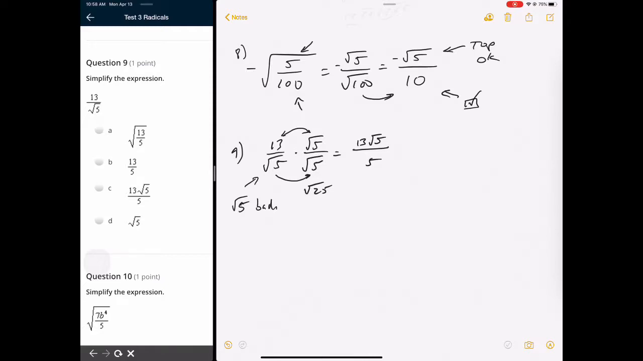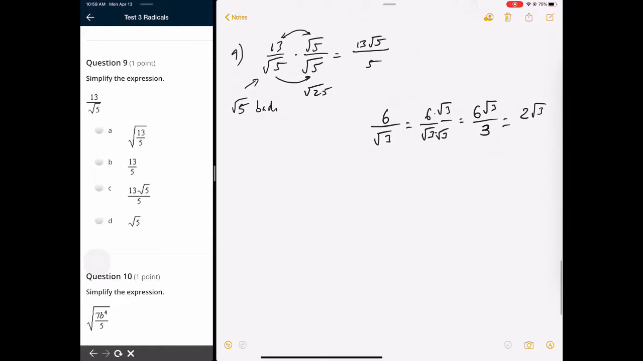Now this happens for any type of number. If I write, let's say, 6 over square root of 3, we're going to multiply by square root of 3 to the bottom and the top. That becomes 6 square root of 3 over 3. In this case, we could reduce by 3, so we're left with 2 square root of 3. So you've got to practice that. And then the IXL problems allow you to practice that very quickly.